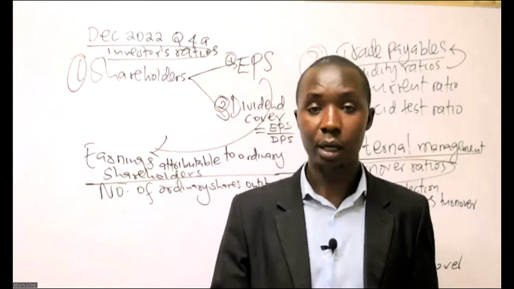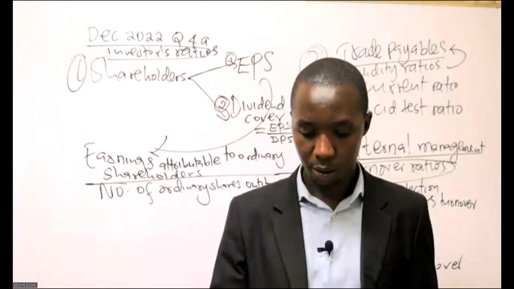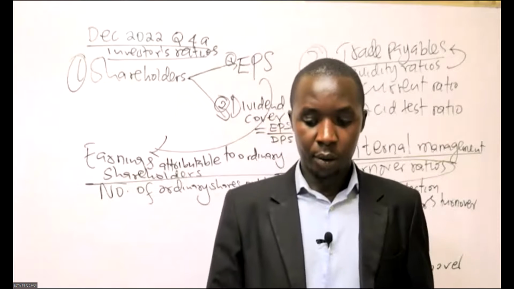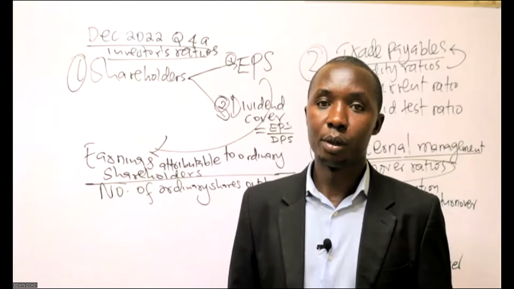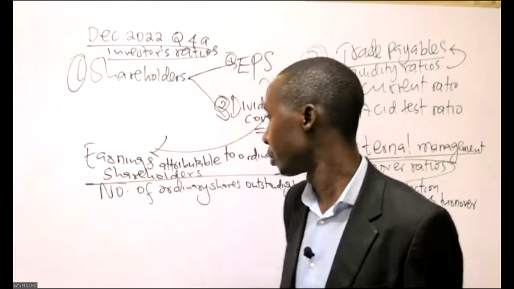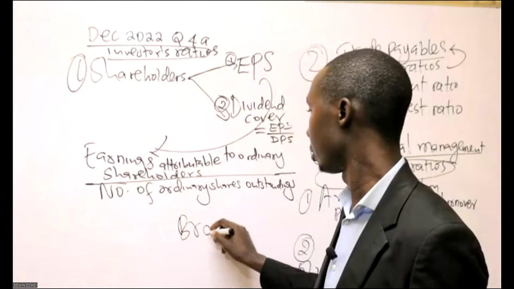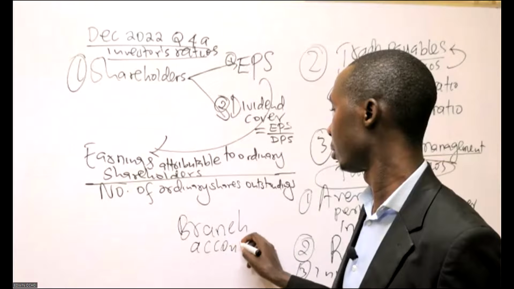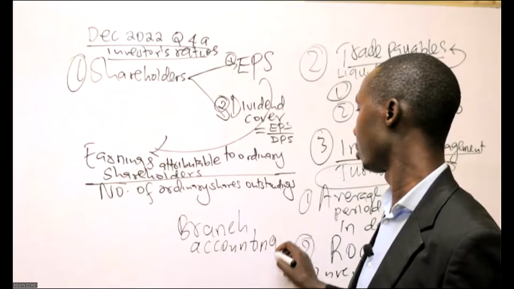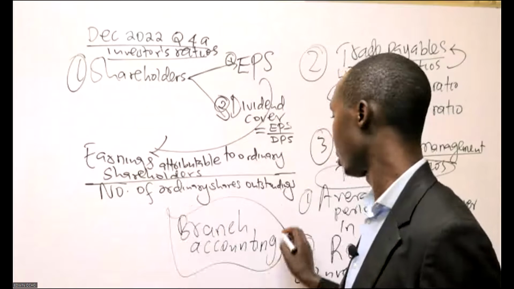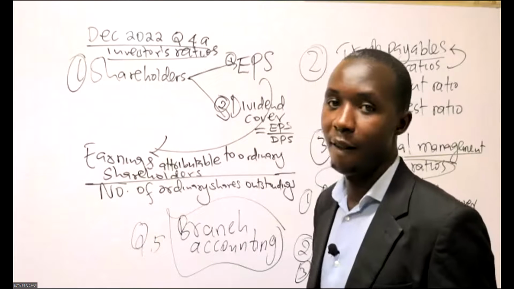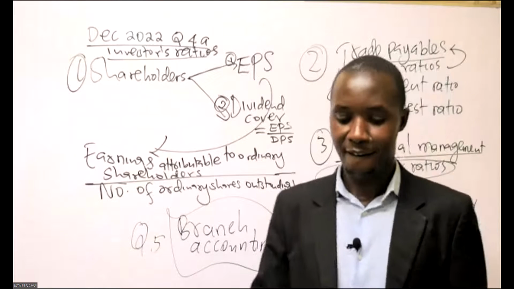So now we can end the session. I have answered, I think, all your requirements. So next time when we meet, branch accounting. Question number 5 in the exam.